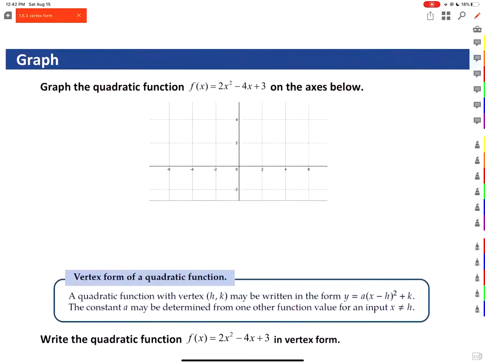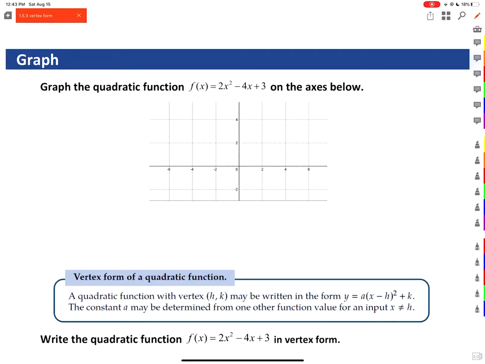All right, first problem here says graph the quadratic function f of x equals 2x squared minus 4x plus 3. This is obviously not in vertex form, as we will see below, but we can still graph it by hand. You can obviously graph it on Desmos, but trying to translate it over onto your paper is going to be kind of difficult.